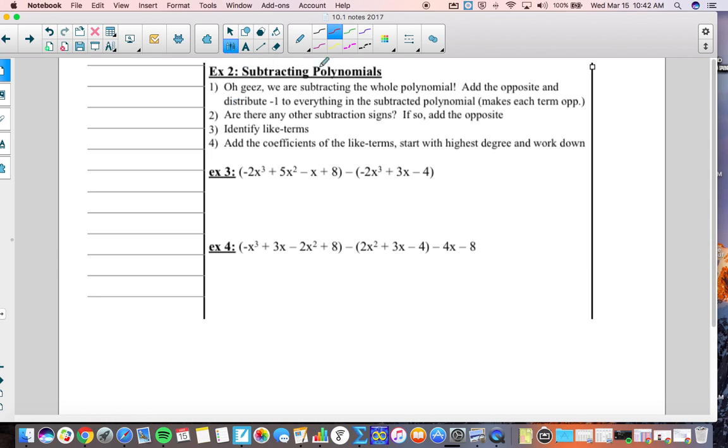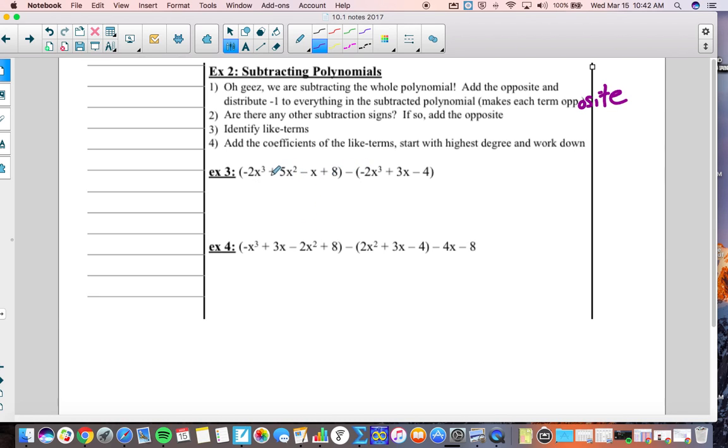Oh geez, sometimes we're subtracting polynomials. And when we're subtracting the whole polynomial, it's gonna make the first step a little bit more important. So we're gonna have to make sure we add the opposite or distribute a negative 1 to everything in that subtracted polynomial. This makes each term in that subtracted polynomial opposite. Let me show you what that means.